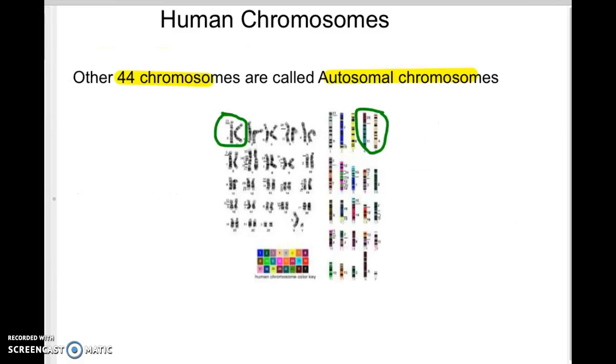The other 44 chromosomes, other than the sex chromosomes, are referred to as the autosomal chromosomes, and they account for all kinds of traits.